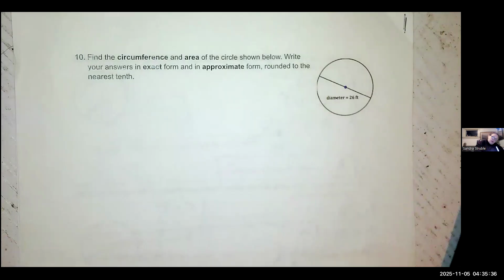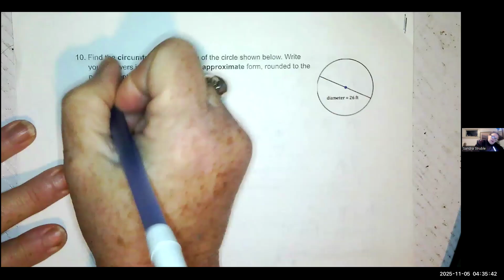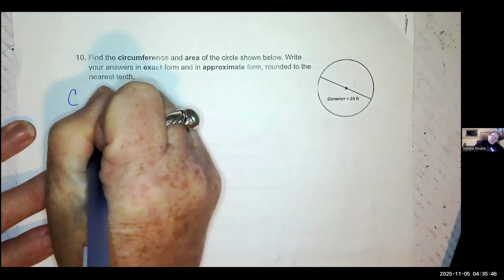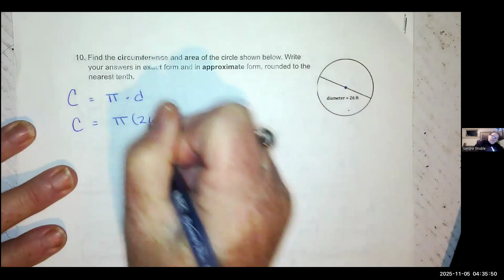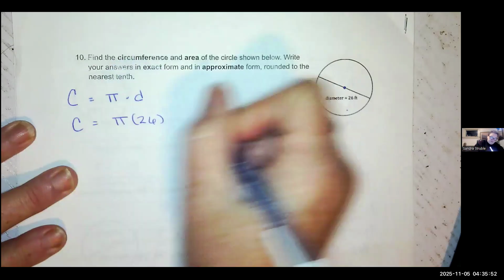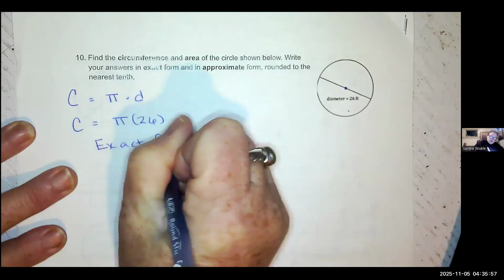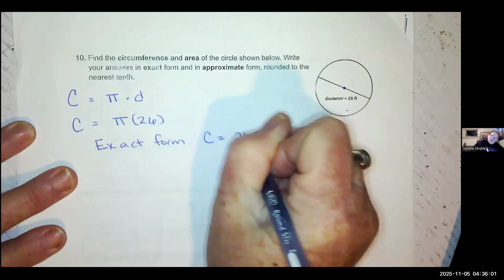So starting with circumference. I've got the diameter, so it's going to be pi times d. So pi times 26 feet. So my exact form is going to be C equals 26 pi, and it is feet.